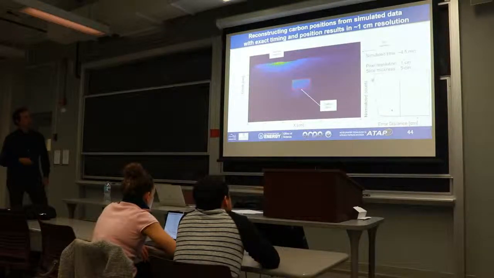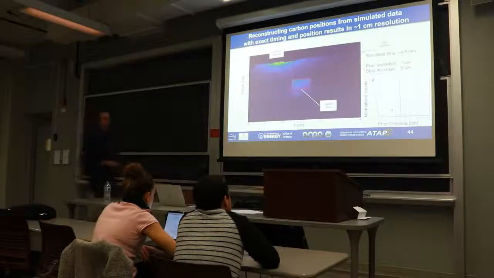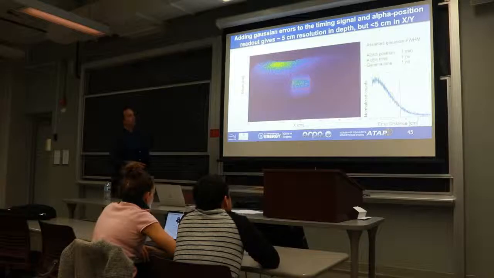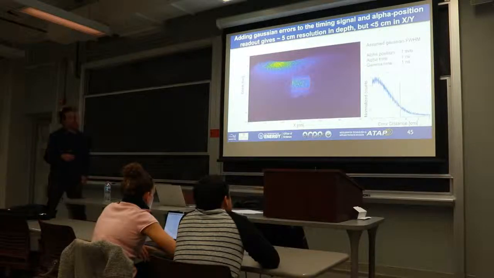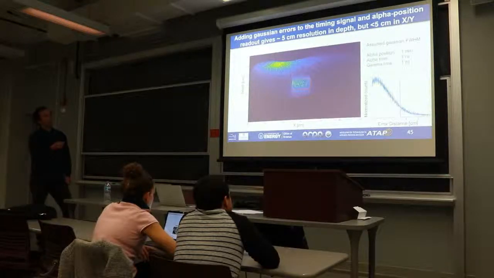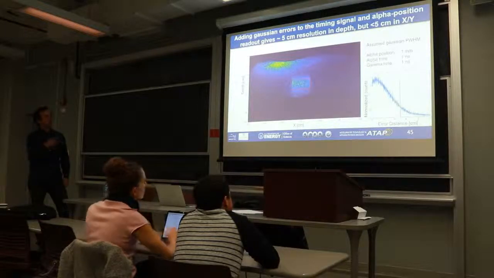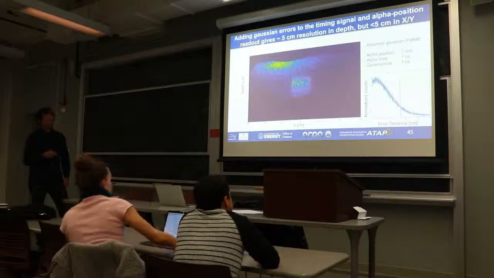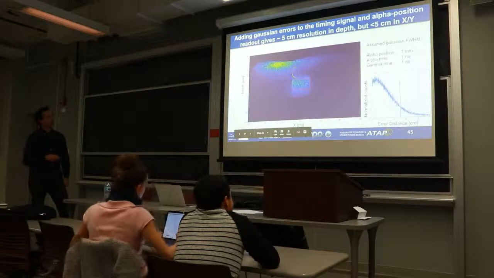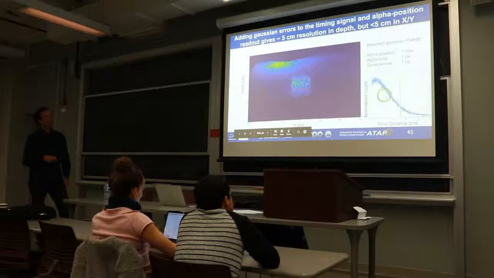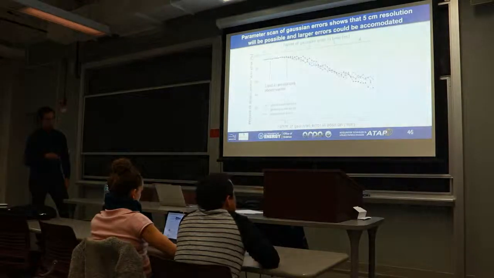If you then start adding errors to it, we added a one millimeter Gaussian error on the alpha position, and 1 nanosecond on both of the detector timings, you see it gets much more fuzzy, but still a good amount of our signal is within the 5 centimeters, but that error suddenly starts to grow.